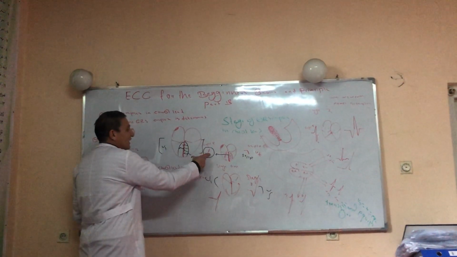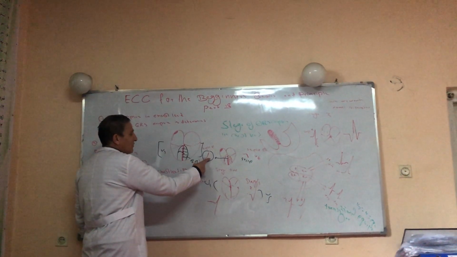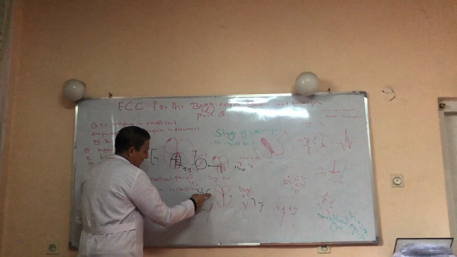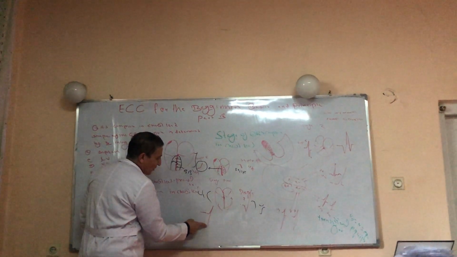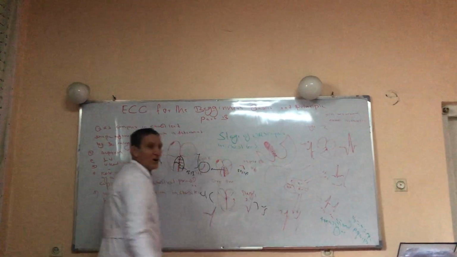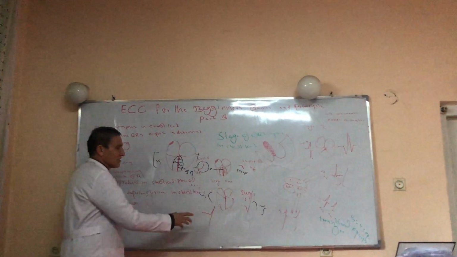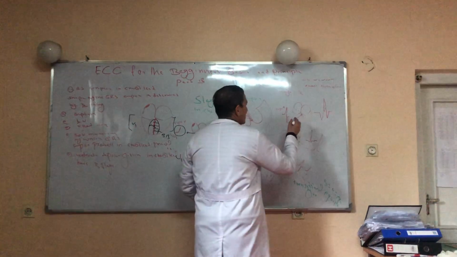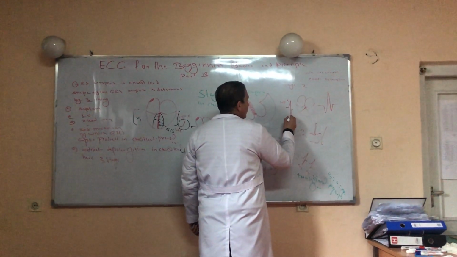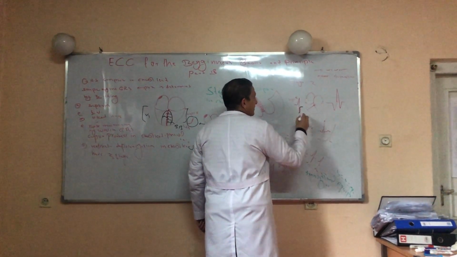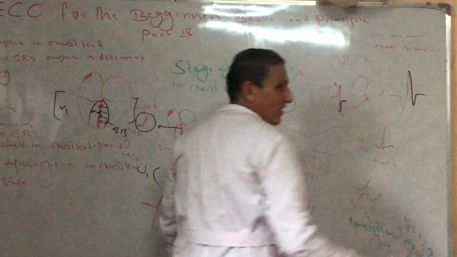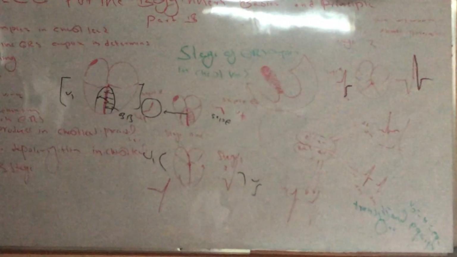In stage 1, here we have R wave and here we have S wave, and in stage 2, here we have S wave and here we have R wave. After stage 2, in stage 3, the needle of the ECG comes back to baseline. This is the baseline, or isoelectric line.